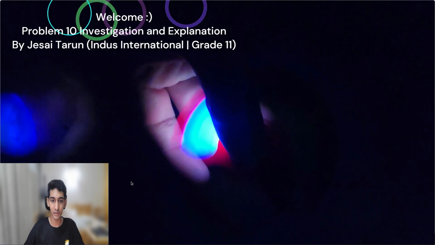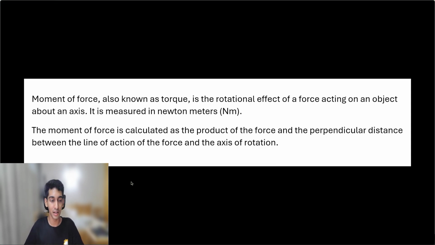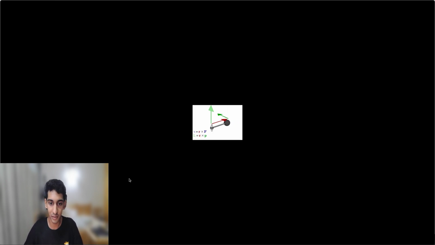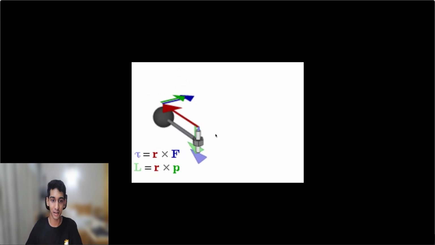Now, the first thing before we get started is to explain what moment of force is. Moment of force, also known as torque, is the rotational effect of a force acting on an object about an axis. We measure it in Newton meters. It's measured as the cross product of the force and the perpendicular distance between the line of action of force and the axis of rotation. Now, if that sounded very jargony, here we have a nice diagram of it.